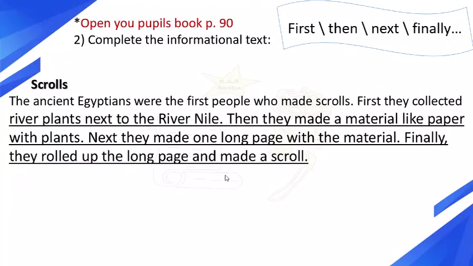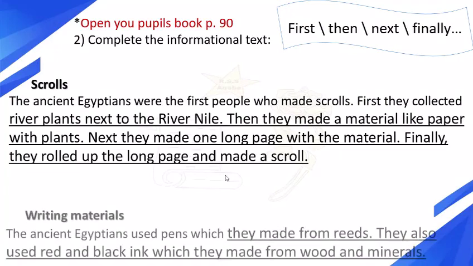Scrolls. The ancient Egyptians were the first people who made scrolls. First, they collected river plants next to the river Nile. Then they made a material like paper with plants. Next, they made one long page with the material. Finally, they rolled up the long page and made a scroll.